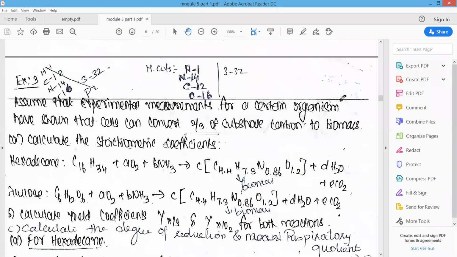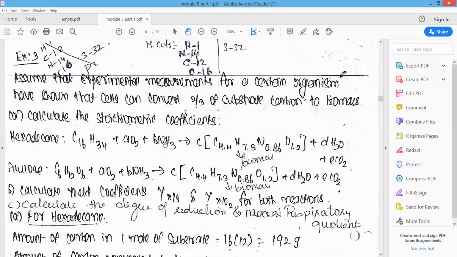Okay, so now I will be taking an empty sheet and I will be explaining how you have to do this. So I'll read the question carefully. Assume that experimental measurements for a certain organism have shown that cells can convert 2/3 of substrate carbon to biomass, and here we have to calculate the stoichiometric coefficients for the formation from hexadecane and the formation from glucose. Okay, so let me take an empty sheet and I will explain to you.